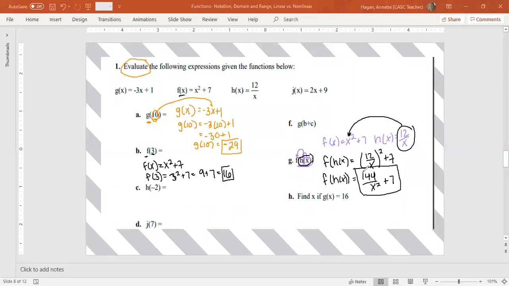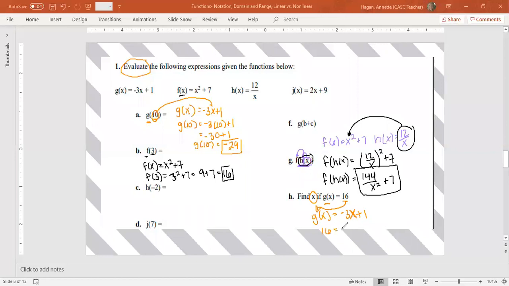I'm not going to give you anything like f anytime soon, but you are going to see things like c and d, and even h. H is kind of backwards. H says find x, so find the x if g of x equals 16. So that tells me I'm using g of x equals negative 3x plus 1, and they're asking me to find the input x, so find this x when the output is 16. So this is saying this whole thing is 16.